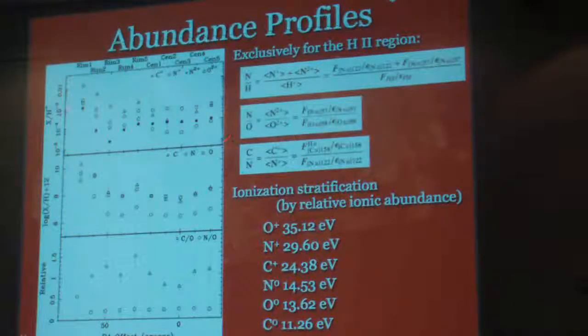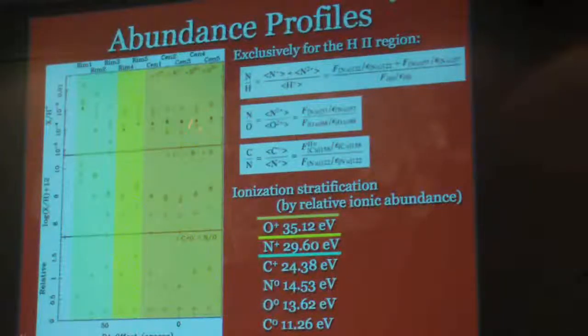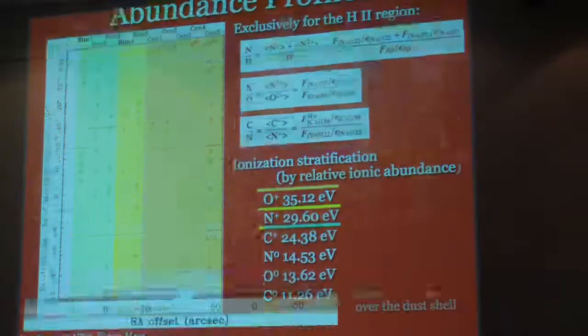So here is the relative ionic abundance to hydrogen. And if you look at the relative strengths of these abundances, you can actually say that there are three stratified ionized regions at different ionization stages. So this is the highest ionization region, the second highest, and then the lower one. So we can actually spatially resolve different stratified ionized regions.